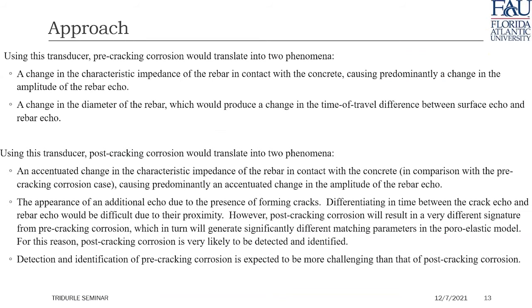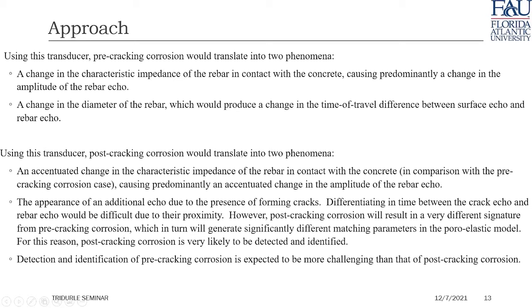Now, the approach itself, using this transducer, can help us predict pre-cracking corrosion and post-cracking corrosion. And I realize I have to keep track of time here, so I'm going to go very quickly. But in the case of pre-cracking corrosion, a change in the characteristic impedance of the rebar in contact with the concrete would cause predominantly a change in amplitude of the rebar echo, and also a change in time of arrival due to a change in the diameter of the rebar.